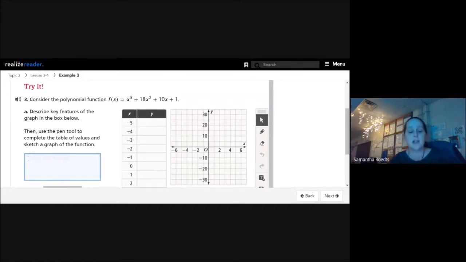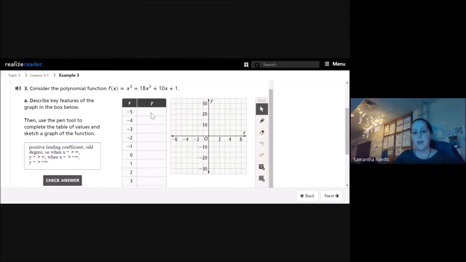I can see that it is a positive leading coefficient and an odd degree. So the graph will trend from, when x is going towards infinity, y will also go towards infinity, and when x goes towards negative infinity, y will go towards negative infinity. Okay, so I can go ahead and check my answer.